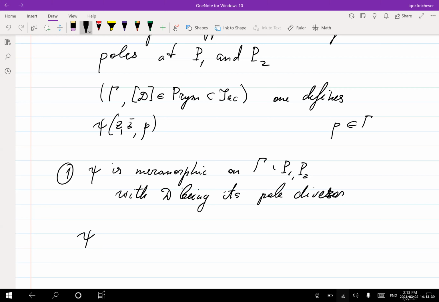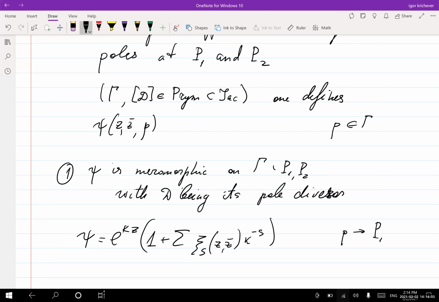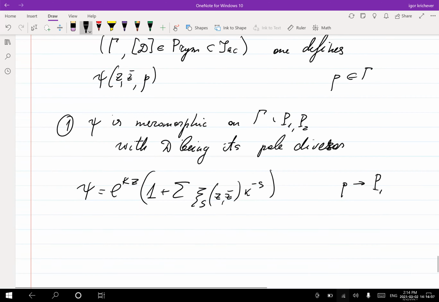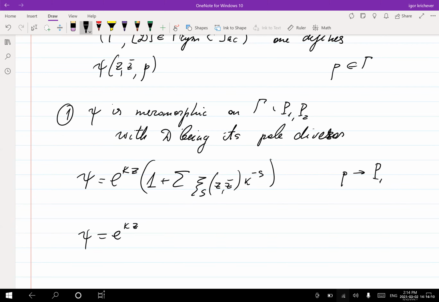And when point P approaches P1, it has the form e^{kz}(1 + some ψ_s regular function c(z, z̄)) k^{-s}. k^{-1} is a local coordinate in the vicinity of P1. And ψ has the form e^{k z̄}(1 + some ψ_s(z, z̄)) k^{-s}, when P is in the neighborhood of P2.